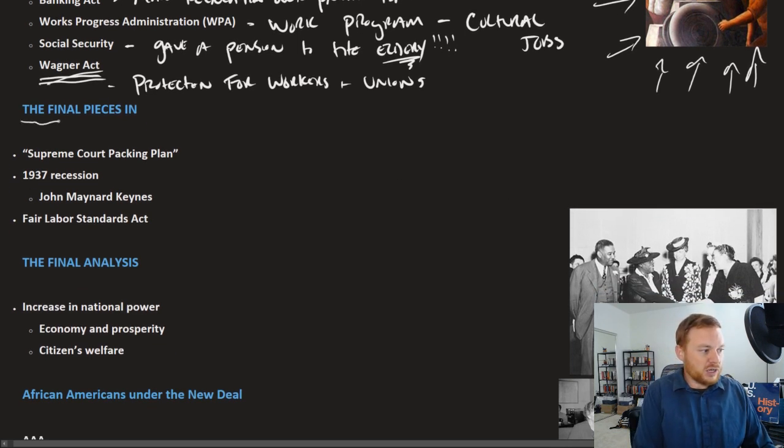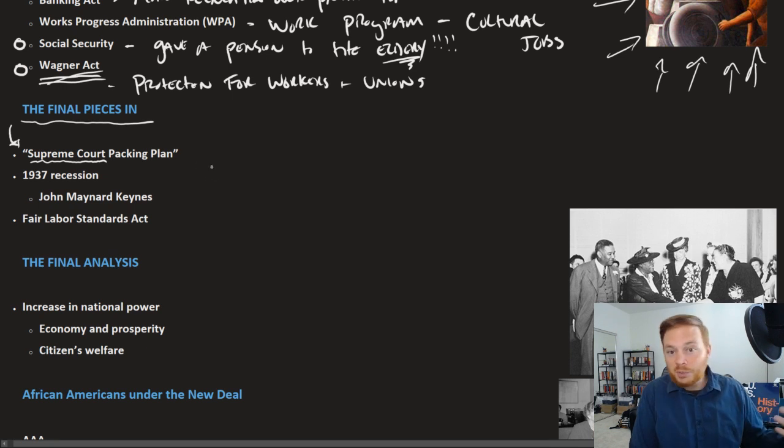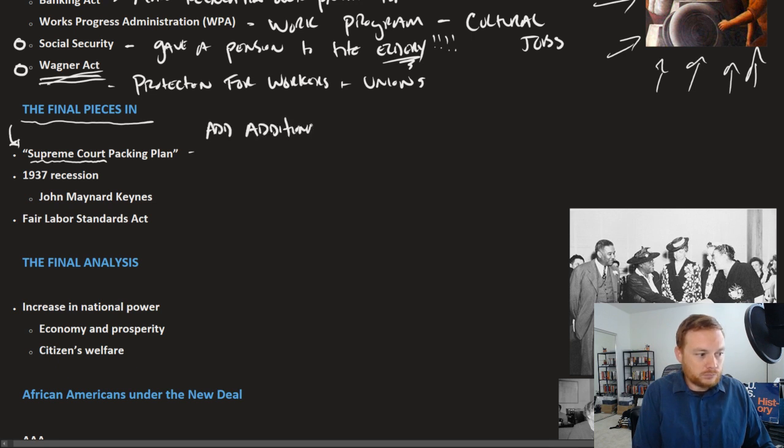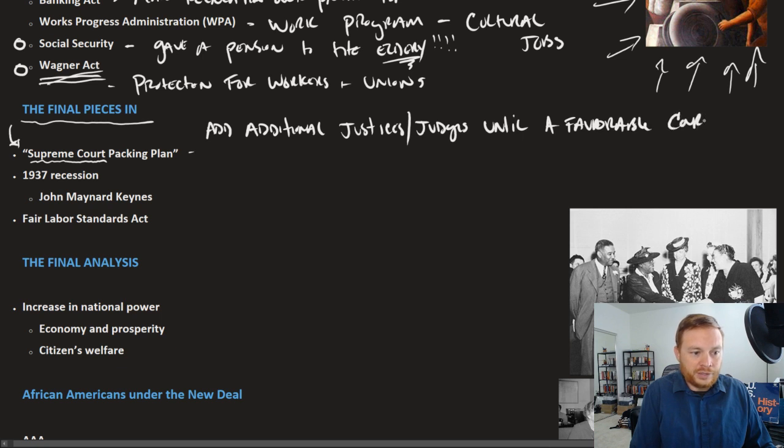Some of the final pieces of the Second New Deal also included another showdown with the Supreme Court. Roosevelt feared that both Social Security and the Wagner Act might be struck down by the Supreme Court, and so he proposed the Supreme Court packing plan, that is, to add additional justices or judges until a favorable court. Right.